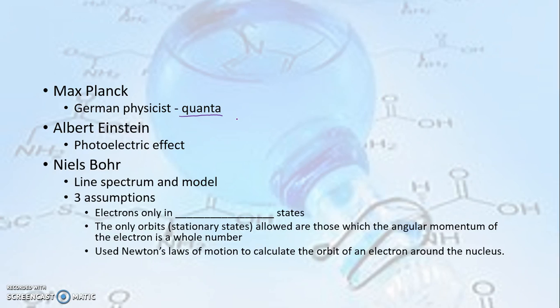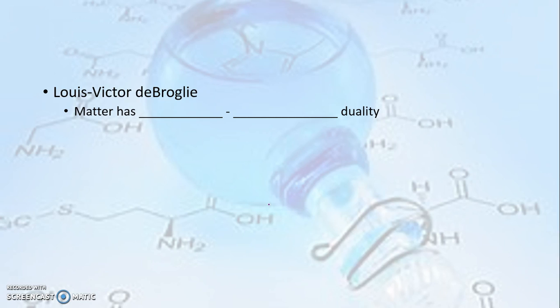Right after him came Niels Bohr, whom we talked about in the last podcast. Bohr came up with the line spectrum idea and the model, with three assumptions. Electrons are only found in stationary states, which are those orbits. These stationary states are those in which the angular momentum, the rotational inertia of an electron, is a whole number. Then he used Newton's laws to calculate the orbit of an electron around the nucleus. A lot of his work is still used today, and that's why we talk about him so much.